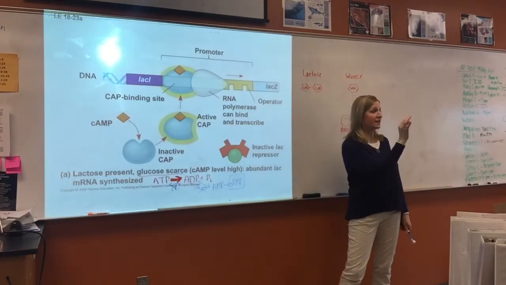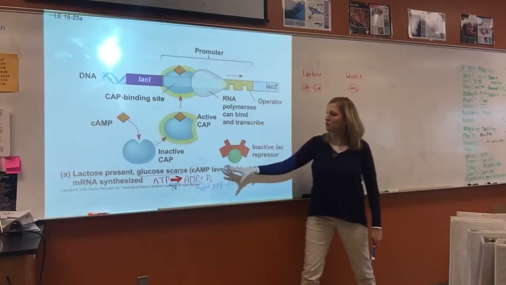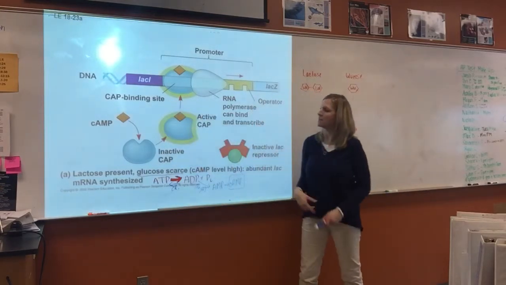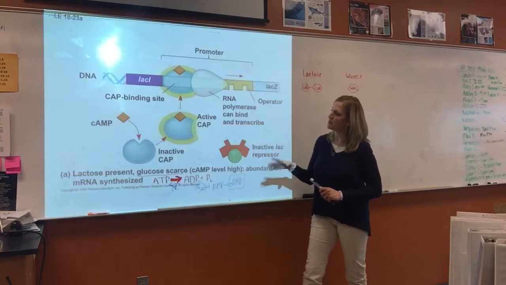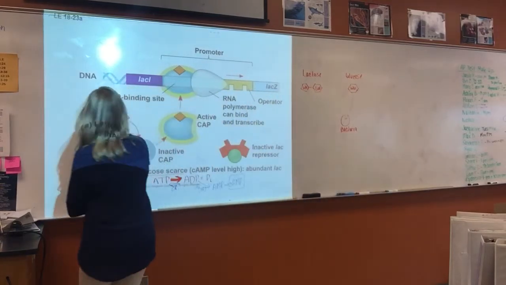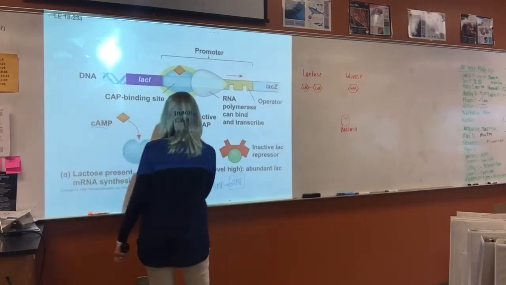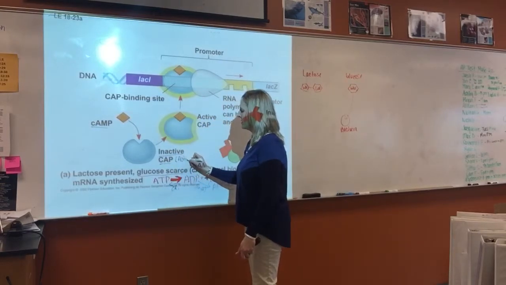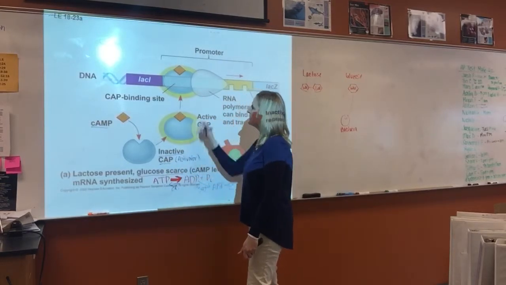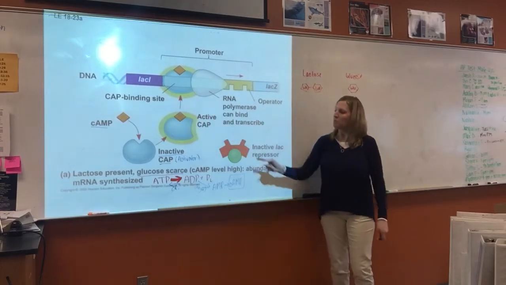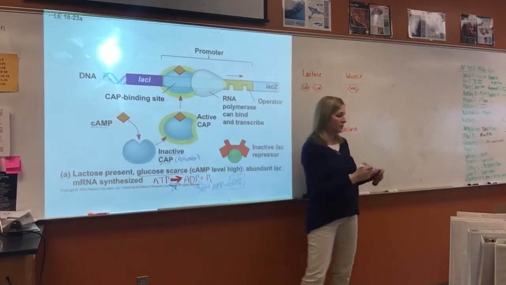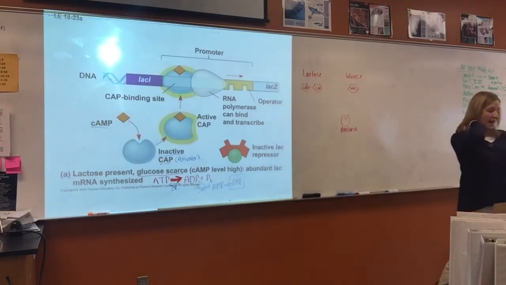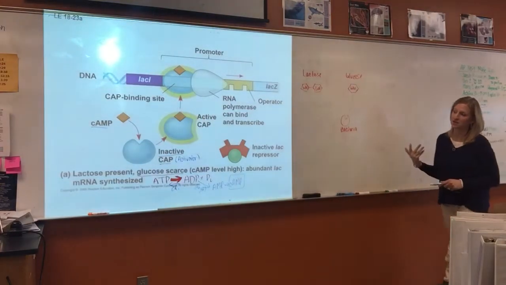So what does cyclic AMP do? If there's no glucose, we want to turn these genes on to digest lactose instead. So here's our cyclic AMP. Here's your inactive CAP protein. The CAP, remember, is an activator. What does that mean? It can activate or turn on genes. But it's in the inactive form normally in the cell. Inactive form means that it doesn't have the right shape.